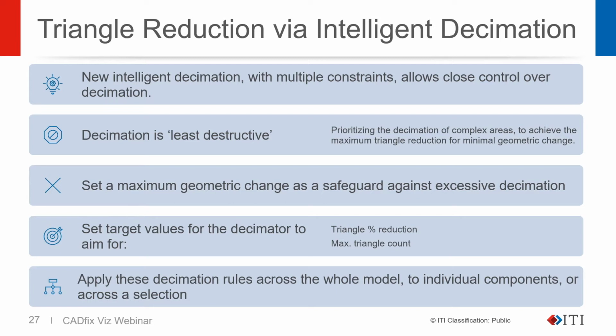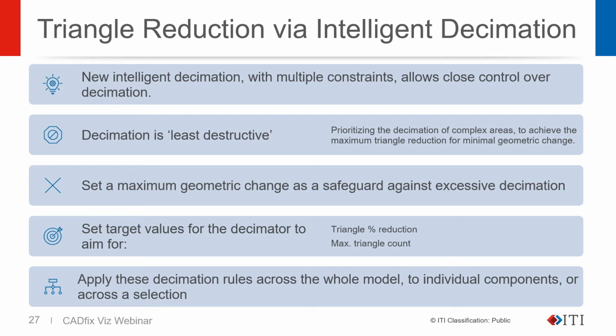We can set target values for the decimator to aim for, so very useful for polygon budgeting if you're making a VR application where you have a certain number of triangles that you're aiming for. We can aim for a percentage reduction on each component or set a maximum triangle count. And we can use these targets, the percentage reduction and the triangle count, across the whole model.